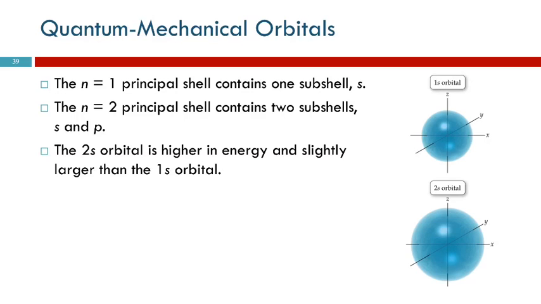So principal shell 1 has one subshell, that S subshell. Principal shell 2 has two subshells. It has an S subshell and a P subshell. So the S subshell, again, is spherical. It's just bigger than the one in the first shell. So it's slightly larger, and it's also higher in energy.